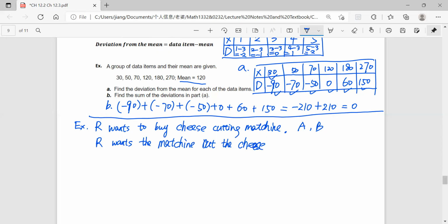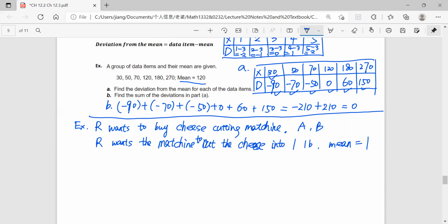The restaurant wants the machine to cut the cheese into 1 pound. That means the mean should equal 1. So R thinks, if factory A can cut the cheese with an average of 1, I will buy from factory A, and if B can cut the cheese with an average of 1 pound, he will buy from B. But A and B said their averages are both 1 pound.